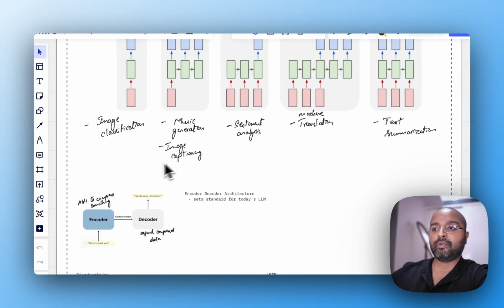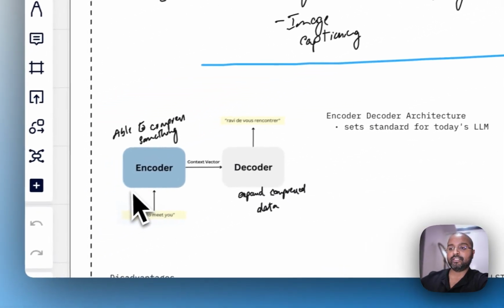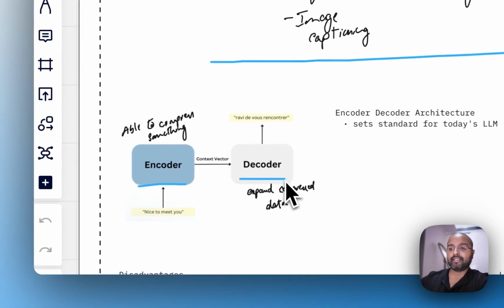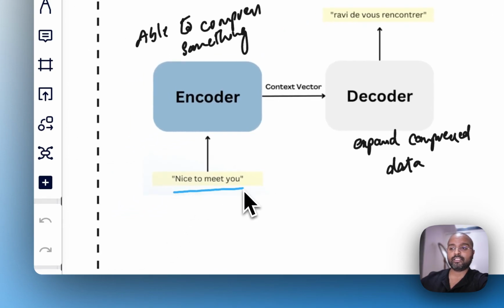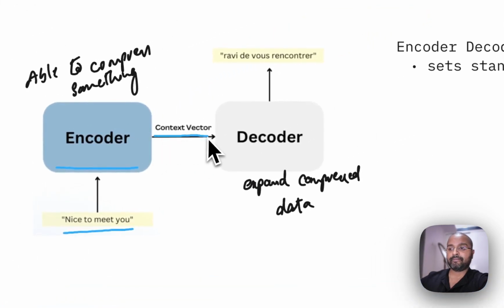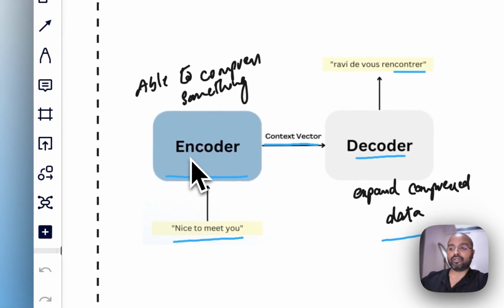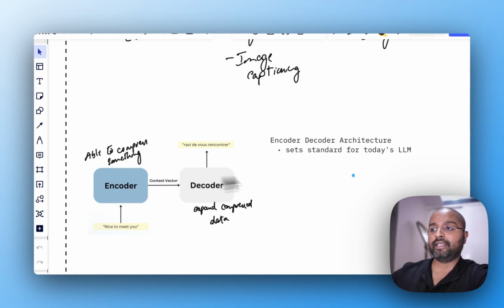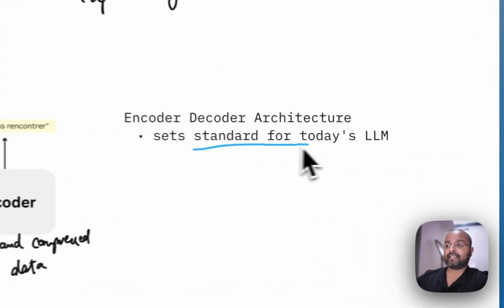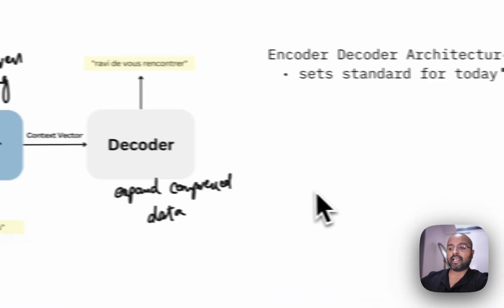But one common theme across all of these is that there is usually an encoder and then there is a decoder. So if we take an example of translation, we have an input text over here, which gets encoded, and then we do the processing. And finally, there is a decoder step where we expand the output and then give the output. So think of this encoder as zipping some files and the decoder as unzipping those files. And this architecture of encoder decoder is actually what sets standards for today's large language models.